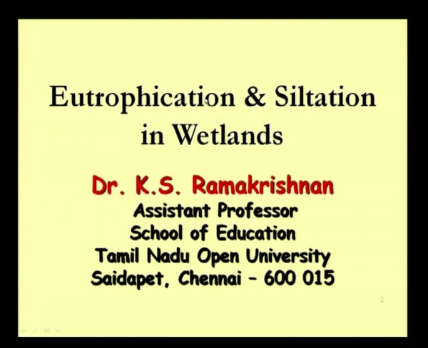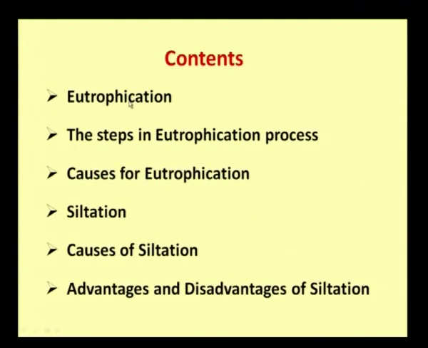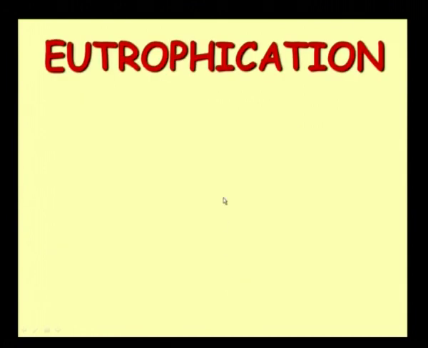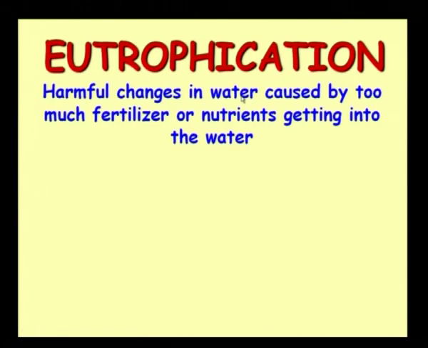Welcome to UGC's CEC program, and in today's episode we will discuss eutrophication and siltation in wetlands. The major contents are: eutrophication, the steps in the eutrophication process, the causes for eutrophication, siltation, the causes for siltation and the advantages and disadvantages of siltation. First, let us see what is the meaning of eutrophication.